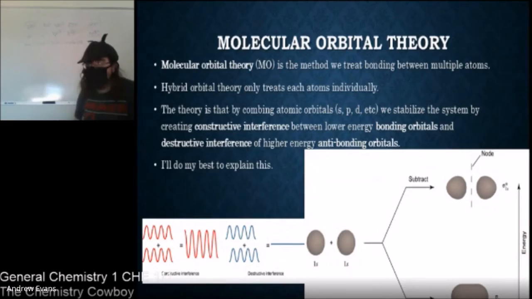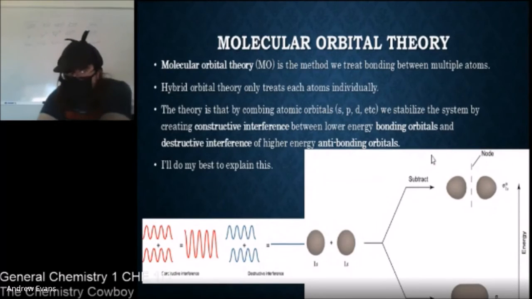But this is the wave theory, really complicated stuff that if you were to progress far enough into what would essentially be physical chemistry, this is understanding why we have a lot of weird properties. And so this is the molecular orbital theory, which deals with how we treat bonding between multiple atoms. The hybrid orbital theory only treats each atom individually, but the molecular orbital theory looks at the molecule as a whole.